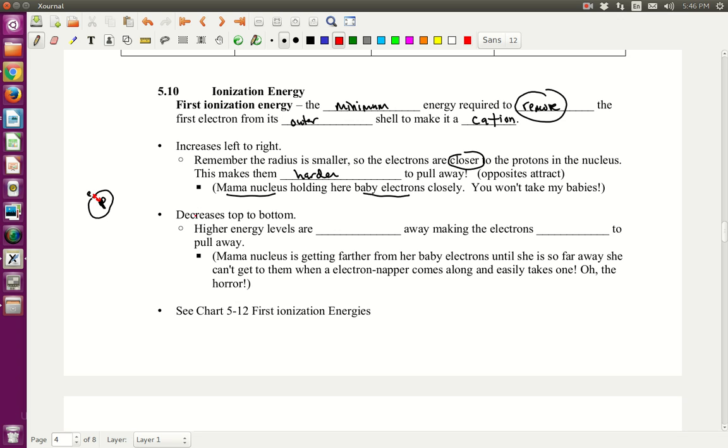All right, so ionization energy is the amount of energy it takes to steal that baby electron. And if the baby electrons are close and held tightly, it's going to take a lot of energy. If the baby electrons are far away, it's not going to take much energy at all. So the ionization energy decreases as we go down because the size of the atoms are getting bigger and bigger and bigger. So the higher energy levels are farther away, making the electrons easier to pull away. Mama nucleus is getting farther away from the baby electrons. She's so far away you can't get to them, and the electron napper comes along and takes it away. Oh, the horror. Okay? That's just an analogy.